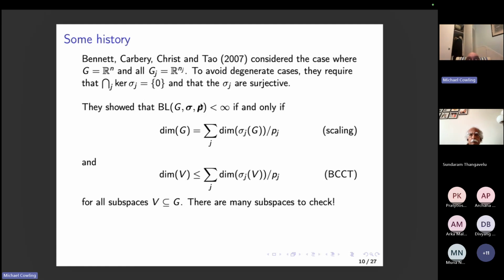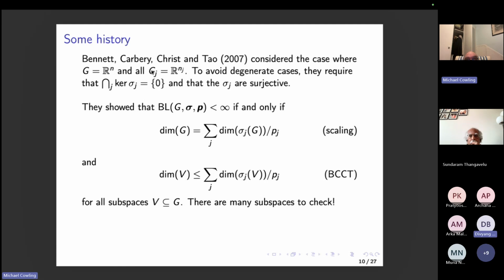to make the Brascamp-Lieb inequality hold if and only if, and then they have two conditions. One is a scaling condition, and it says that the dimension of G has to be the sum of the dimensions of the G_j divided by p_j. This is something that says if you dilate all the functions by the same factor, then you also dilate the product by the same factor.